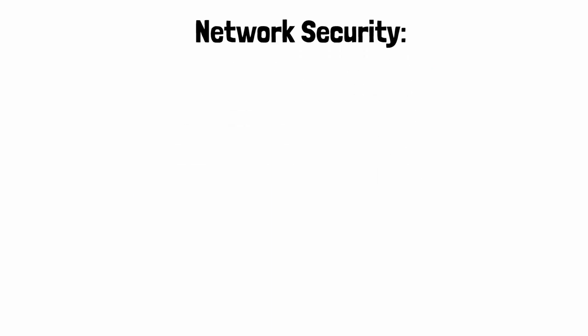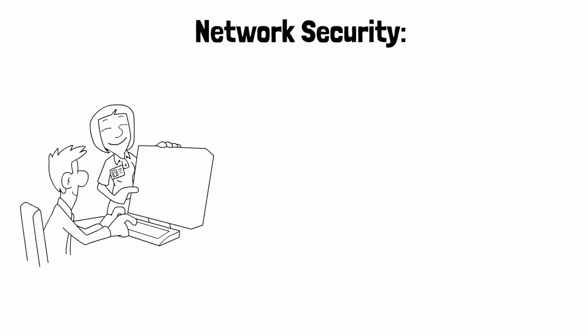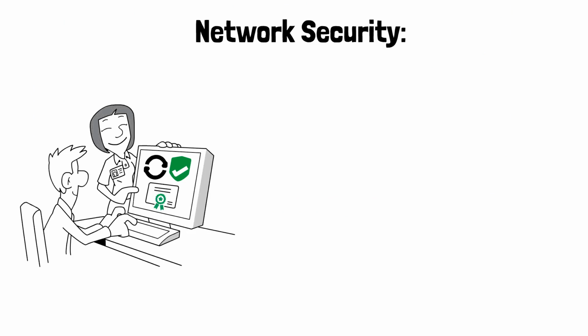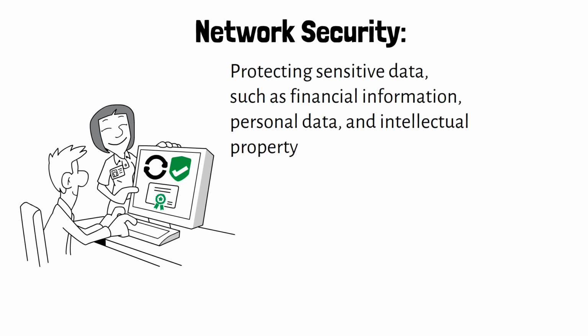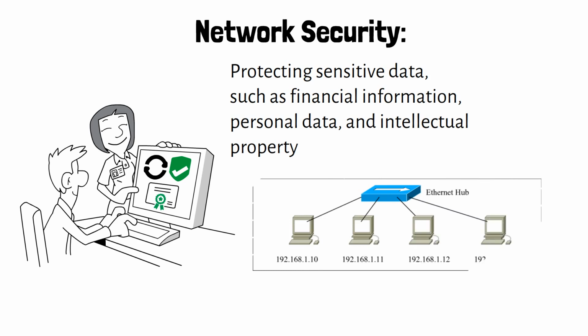Network security refers to the measures that are taken to protect a network and the devices connected to it from unauthorized access, theft, and damage. Network security is important for protecting sensitive data, such as financial information, personal data, and intellectual property. In an Ethernet network, the signal that is sent to indicate a signal collision is called a jam signal.